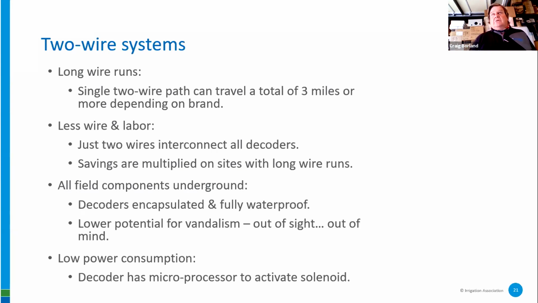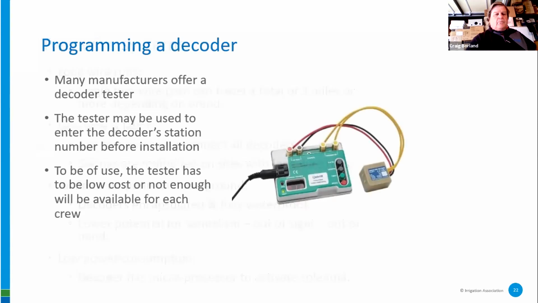Underground in the valve box, out of sight, out of mind, less prone to vandalism, makes them very, very effective for that device. The decoder has extremely low power consumption, so it's not drawing as much electricity as a conventional system could very likely do. So yeah, you're going to save some money on energy. It's not significant, so I wouldn't hang my hat on that as being too radically important.